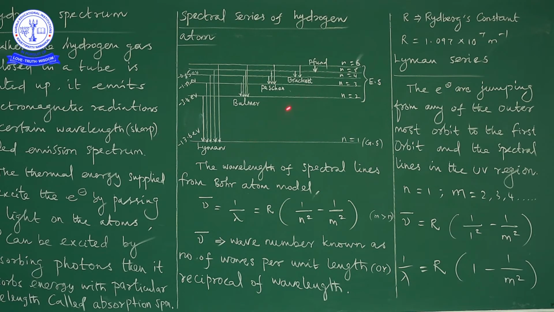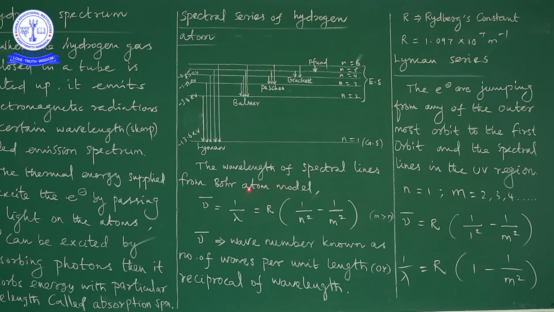What is the meaning of this? The electron jumps from any of the outer orbits to the first, second, third, fourth and fifth orbits, which means the spectral series are present consecutively. So this is the concept we discuss while studying the spectral series of the hydrogen atom. We will see one by one. How do we calculate the wavelength of the spectral lines from the Bohr atom model? What is the formula used to measure the wavelength of a spectral line?